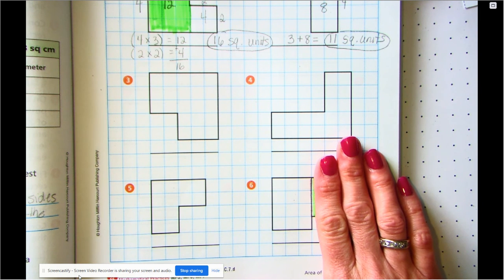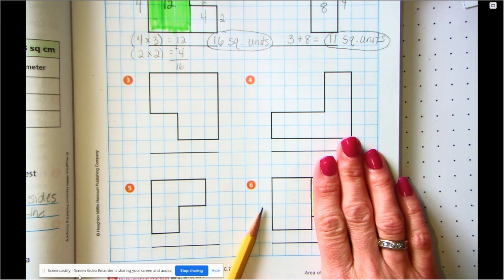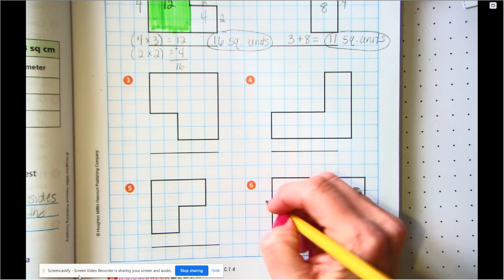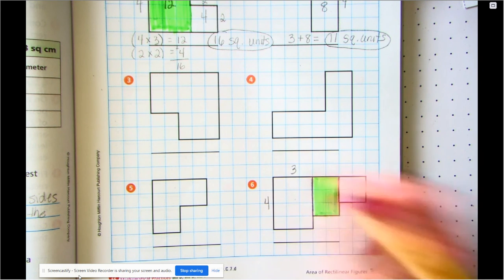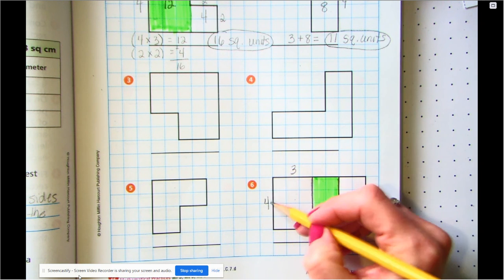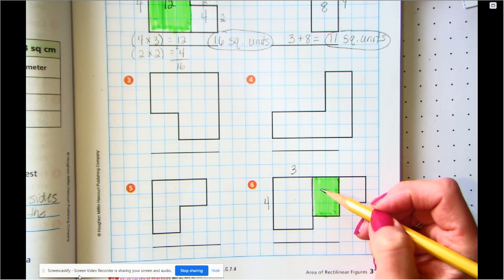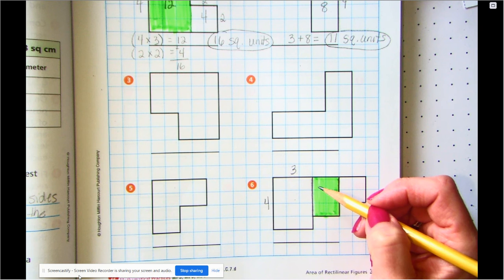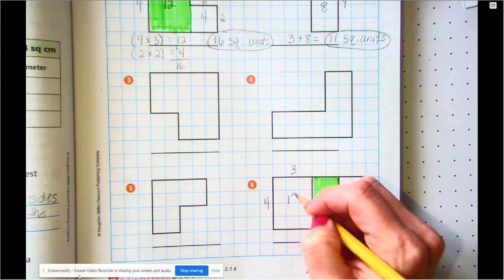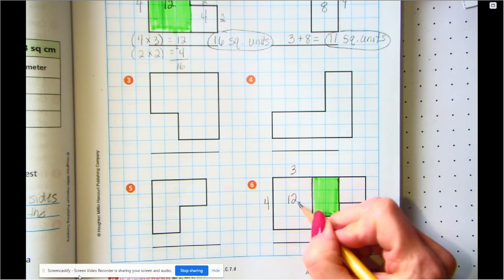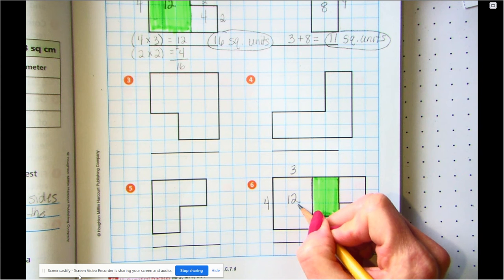When I do that, I can tell that this side length is 4 and the one on top is 3. I can count those squares. 4 and 3, right? 4 times 3, 4 groups of 3, or 3 groups of 4. What's that going to get you? 12. So the area of this rectangle is 12.